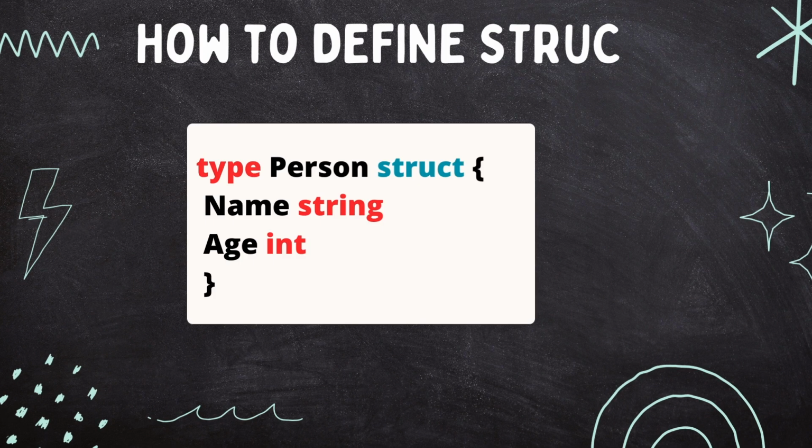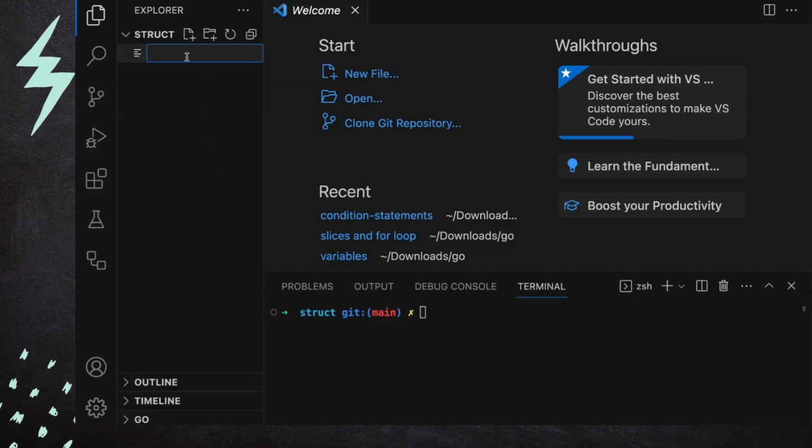Now let's see how to define a struct. You define a struct using the type keyword, followed by the name of the struct and the struct keyword. In this example, we define a person struct with two fields, name of type string and age of type integer. Let's play with struct now.